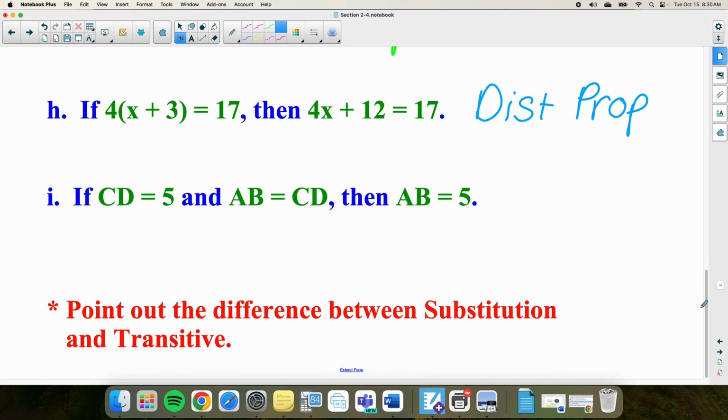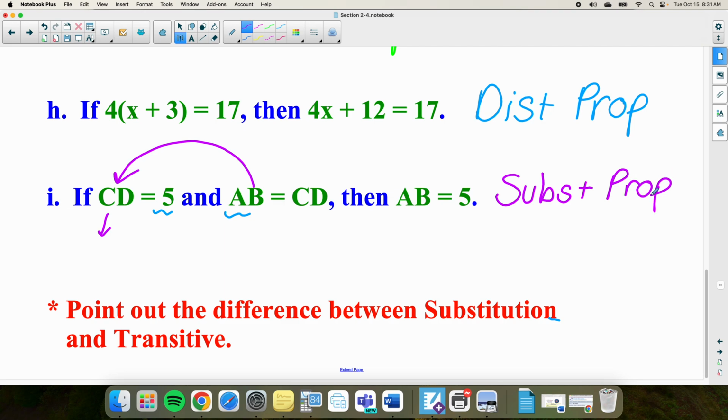Now I, notice this one has 3 equal signs. Is it transitive or substitution? Substitution. And that's because these two are not equal, okay? What they actually did here, you guys, is because AB equals CD, they pulled this CD out and substituted AB in there. That is substitution, SUBST prop. Okay.